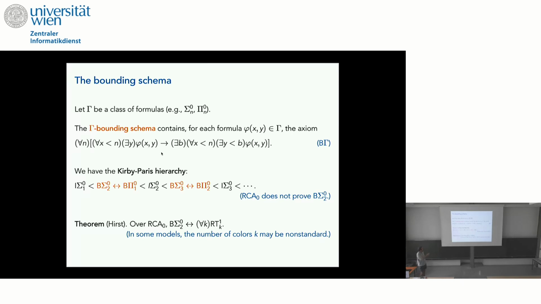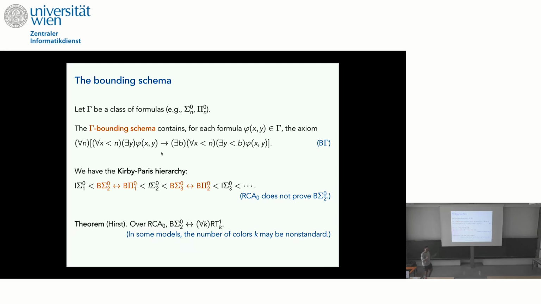So here's I sigma 1, which remember is the amount of induction that we have in our RCA naught, our base system. Then B sigma 2 is above that, which is below I sigma 2. B sigma 3 is above that, which is below I sigma 3. So Kirby and Paris give us this nice hierarchy of the intermingling of the bounding and induction schemes. And it's worth knowing that we have the equivalence of B sigma 2 and B pi 1, B sigma 3 and B pi 2. Basically that's because in sigma 2, you can subsume the existential quantifier into the bounded quantifier, leaving you just with the leading universal quantifier there.